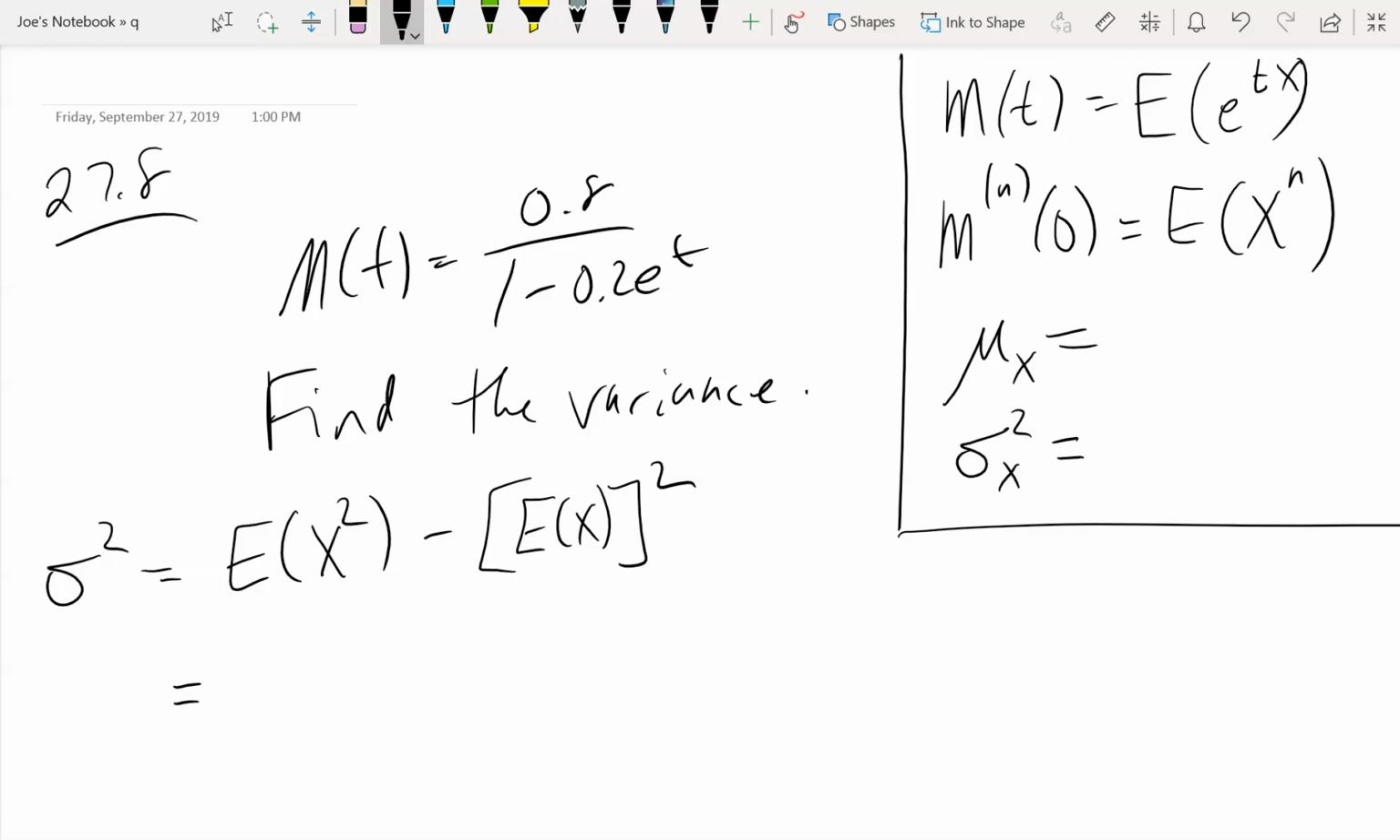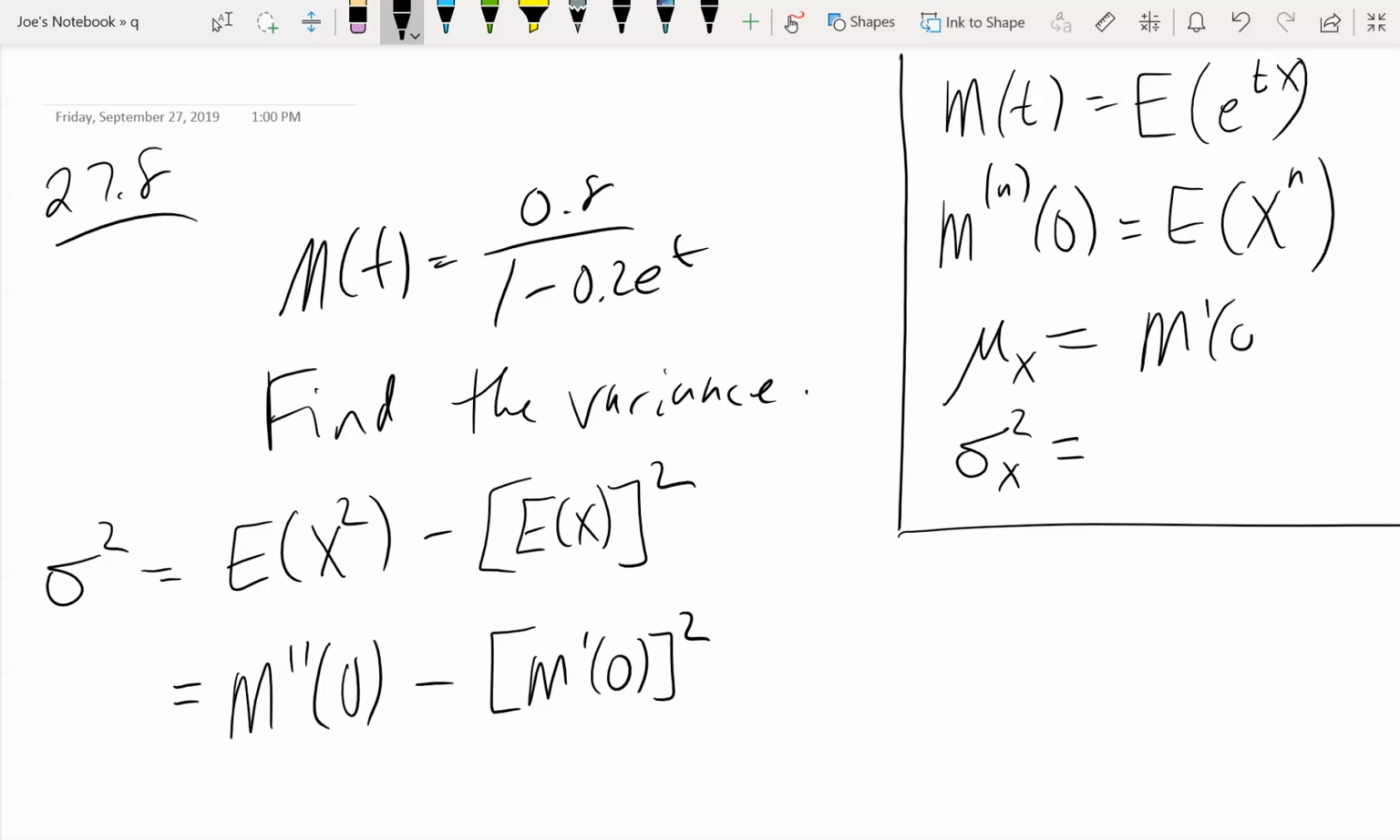Okay, so how do we find the expected value of x squared using the moment generating function? Take the second derivative and evaluate it at 0. And then for the expected value of x? The first derivative. Okay. So when you want to find the mean, I just wrote this off to the side to remind you. The mean is m prime of 0. The variance is m double prime of 0 minus m prime of 0 squared. In terms of the moment generating function, that's how you find those.